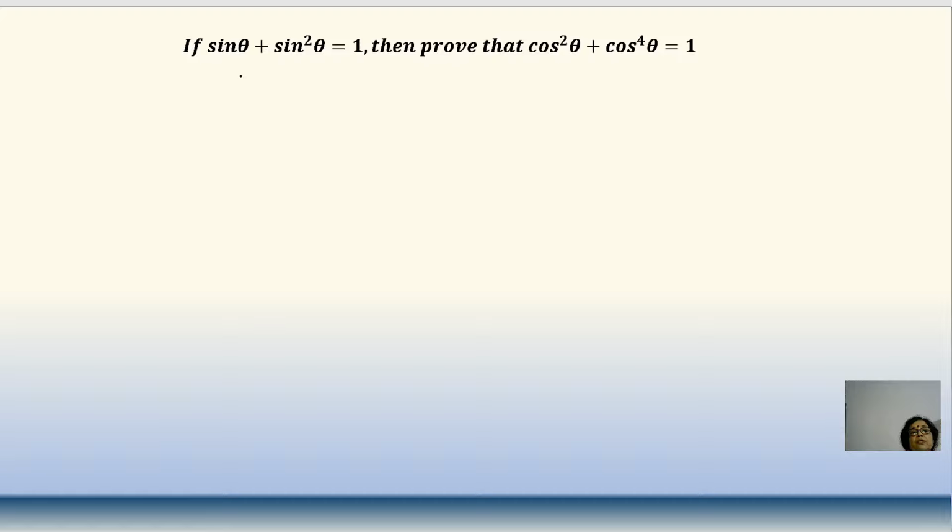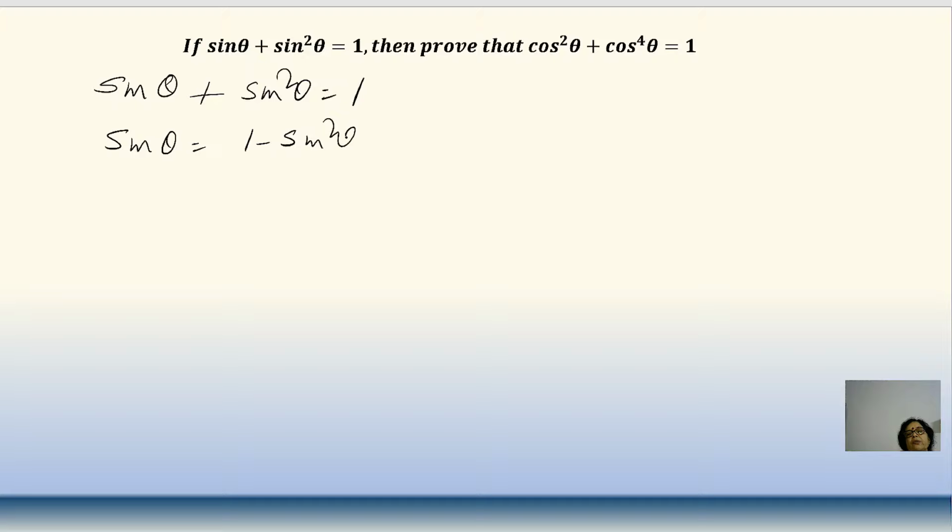Next question is, if sine theta plus sine square theta is 1, then prove that cos square theta plus cos 4 theta is 1. So here again, see the different way in which we work out these sums. We take sine theta plus sine square theta is equal to 1 and rewrite this as sine theta is equal to 1 minus sine square theta.